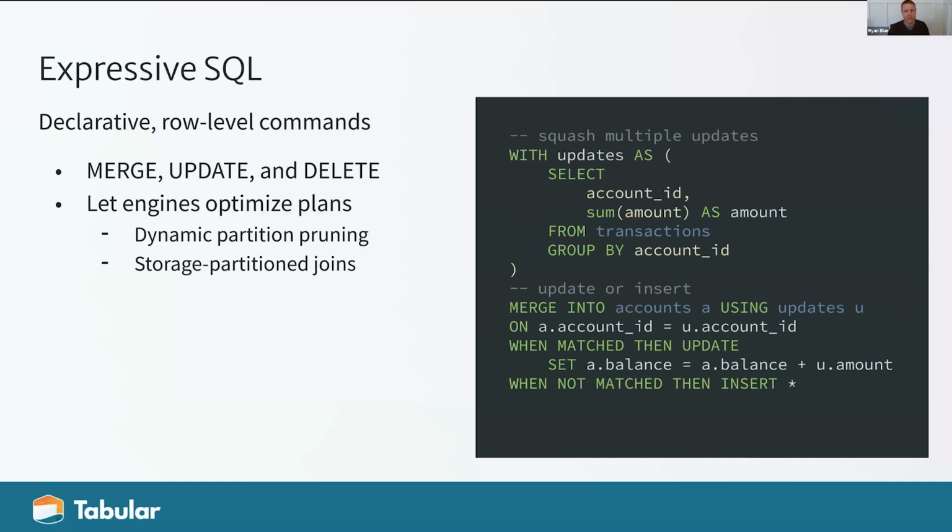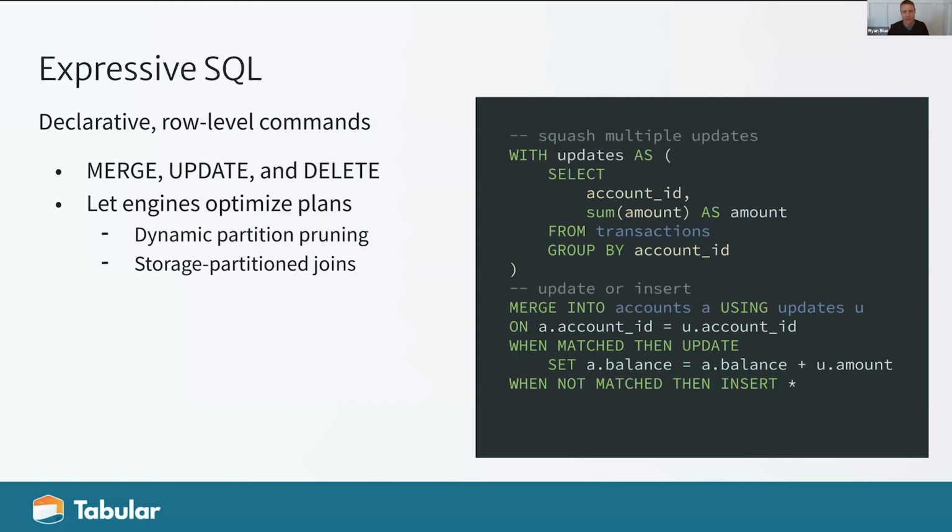Well, so the first one is Iceberg supports engines that build expressive SQL. So these are declarative row-level or row-focused commands that allow you to do very fine-grained updates or changes to a table, while still letting engines optimize and do the right thing with those commands.